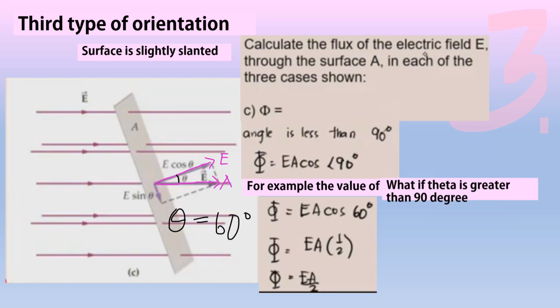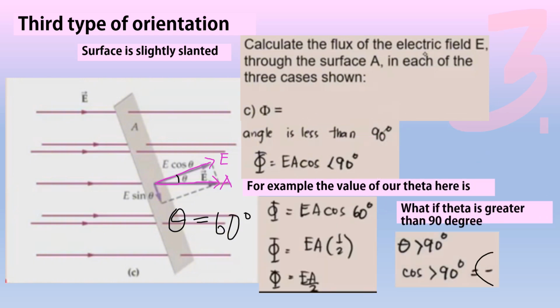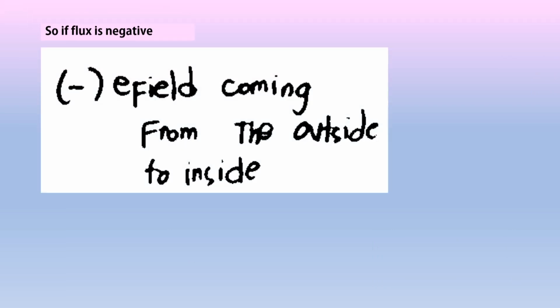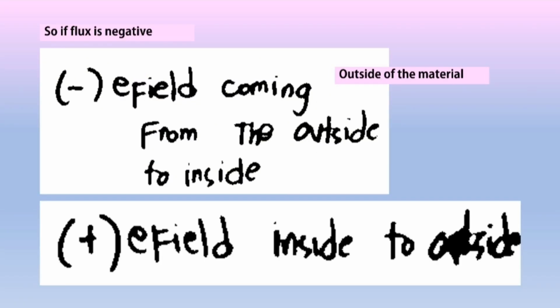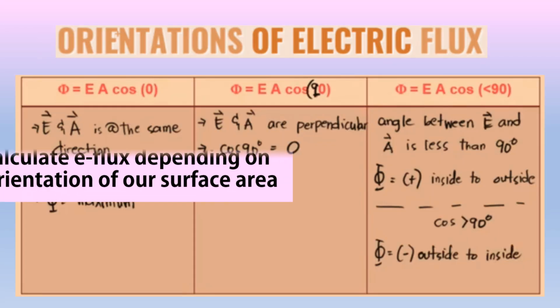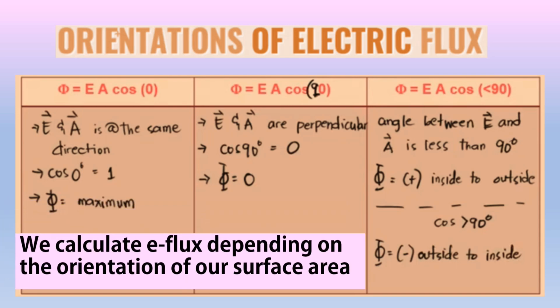If the angle is greater than 90, the flux is negative. So if the flux is negative, the E field is coming from the outside to the inside. And if positive, the E field is from the inside to the outside. And here's the summary of the three different types of orientations.